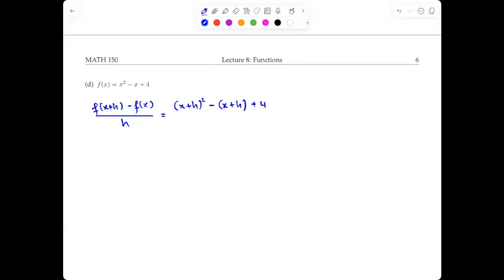Right, so here, this is just f of x plus h. You subtract f of x, which is x squared minus x plus 4, all together divided by h.